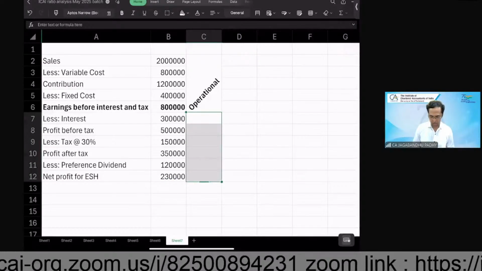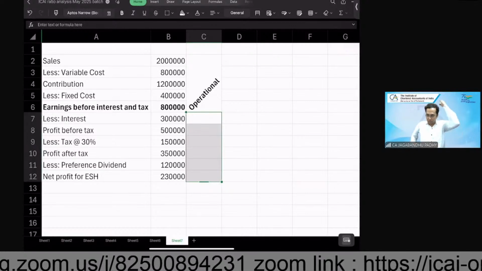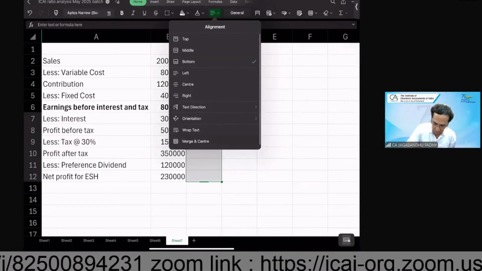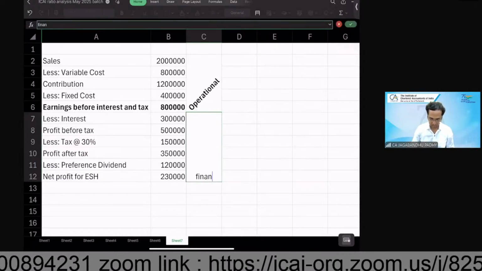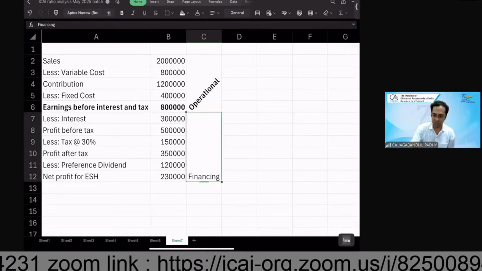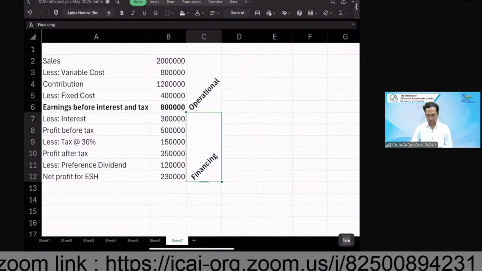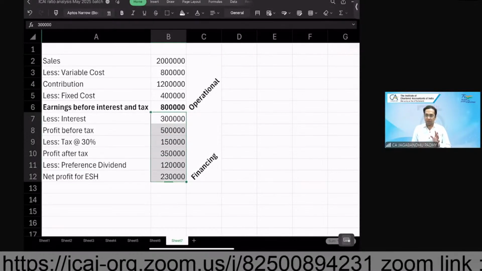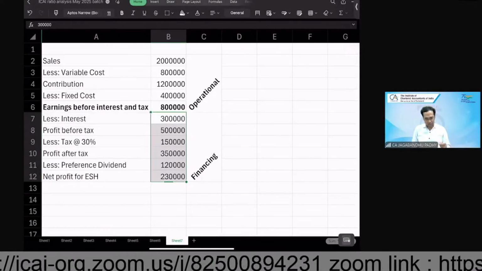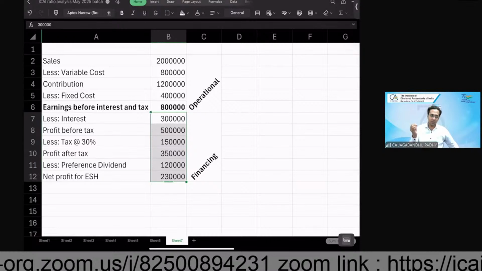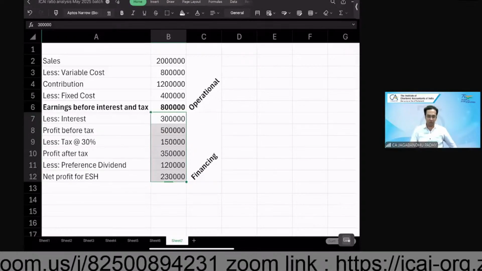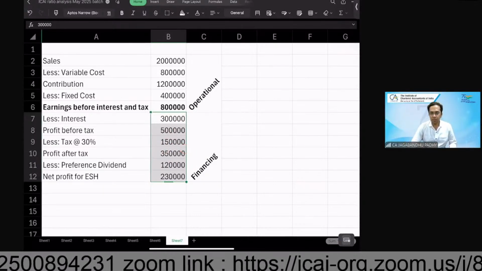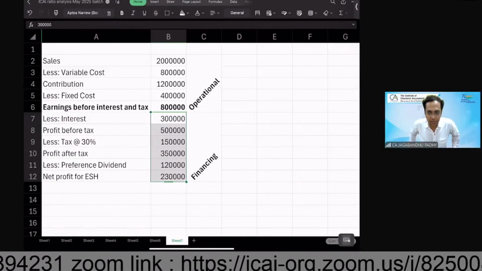Now, all the numbers beginning with interest till the net profit for equity shareholders are going to be due to your financing decisions. This portion is going to be determined by the simple fact of whether you have borrowed and what is the amount of borrowing that you have undertaken, and what amount of preference shares you have issued. That is going to have an influence on these numbers, and these numbers are going to be purely based on your financing decisions.